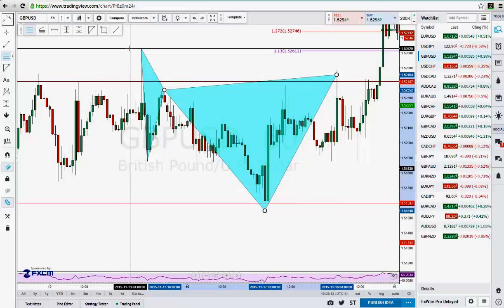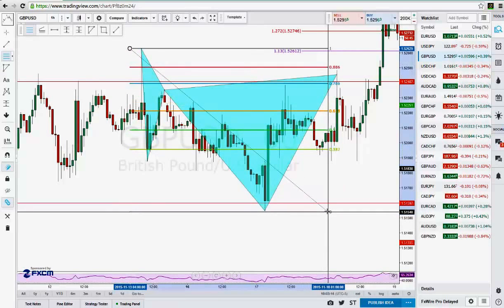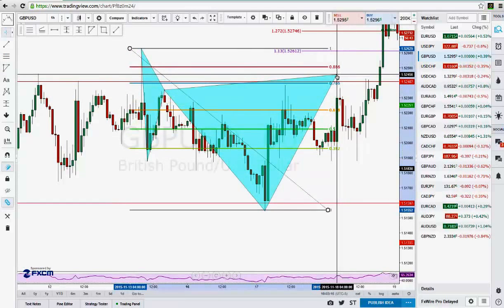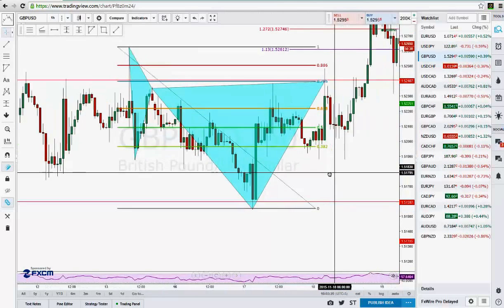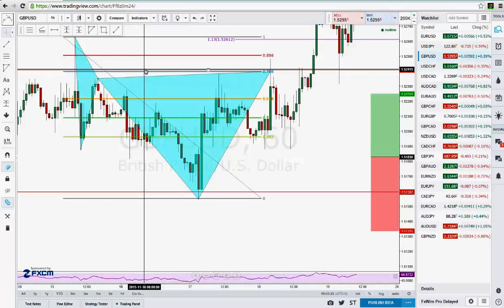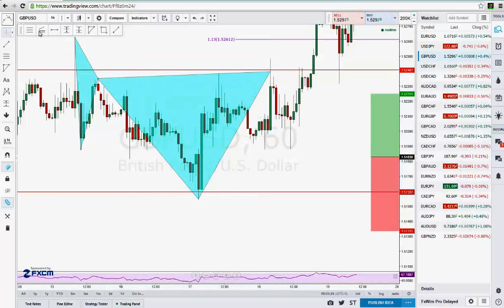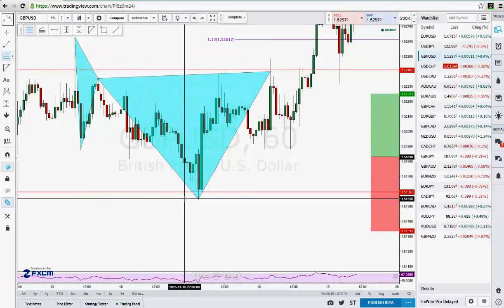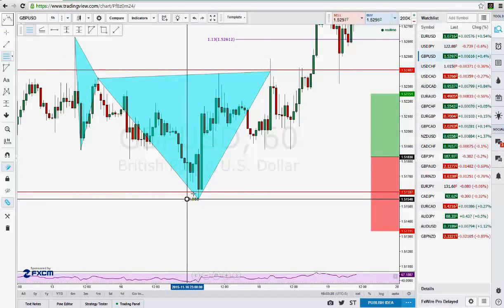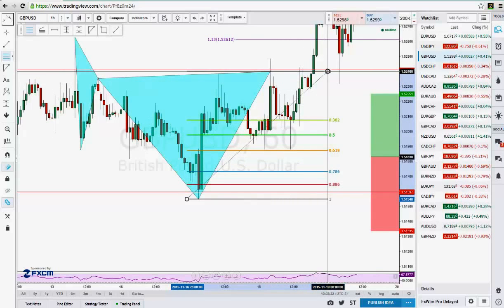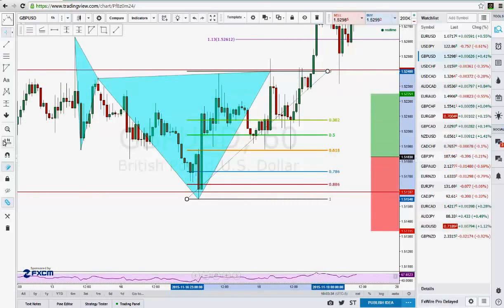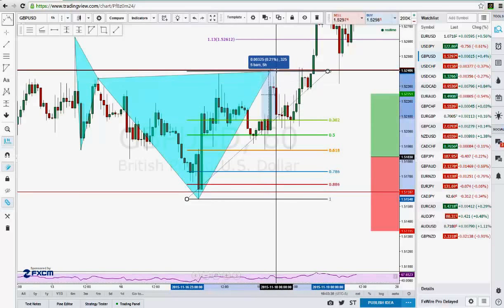See how correct I am. Should be at the 786, a little bit high. CD completion right there. Profits got taken off at a 382 retracement, and this particular pattern was a 32 pip winner. Coming in like so. Take my ruler. Yep, 32 pips.